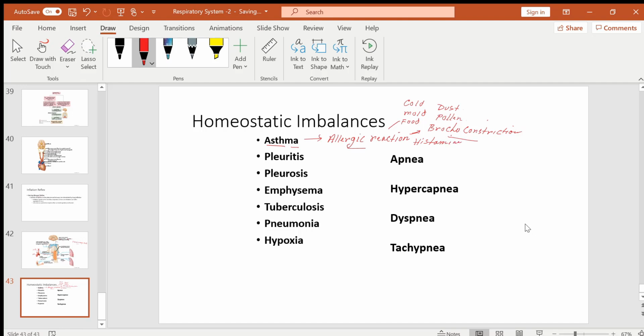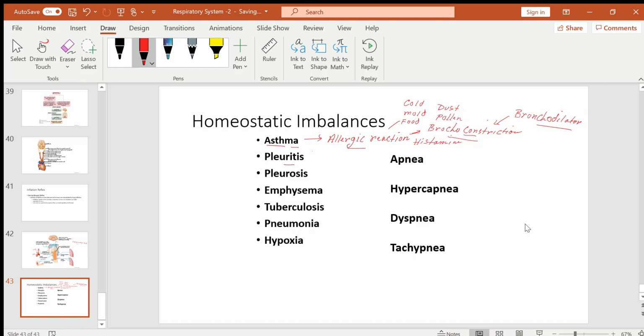Okay, so histamine will cause mainly the bronchoconstriction, and the person will have difficulty inhaling or exhaling the air. In that case, you will take the inhaler that will cause the bronchodilation. So you'll take what? Bronchodilator. So the person will have the breathing back to normal.